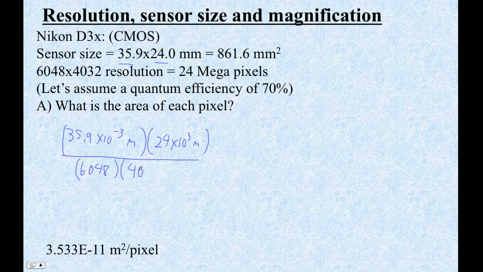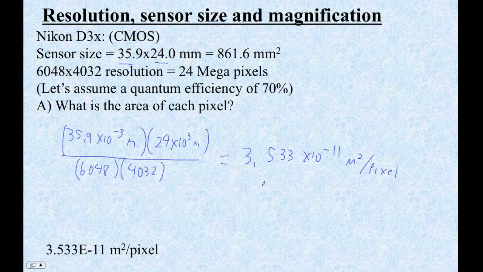by 4032, right? So let's do that. 35.9 e minus 3 times 24 e minus 3 divided by parentheses 6048 times 4032. Okay. And I'm getting that that is equal to 3.533 times 10 to the minus 11th square meters per pixel.